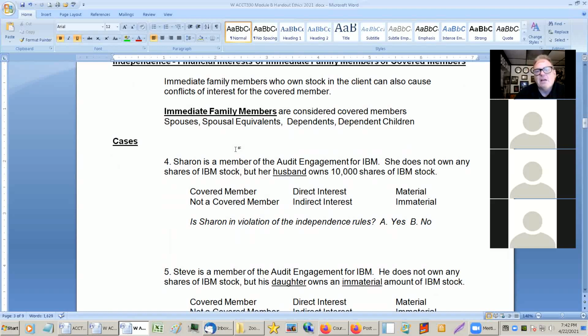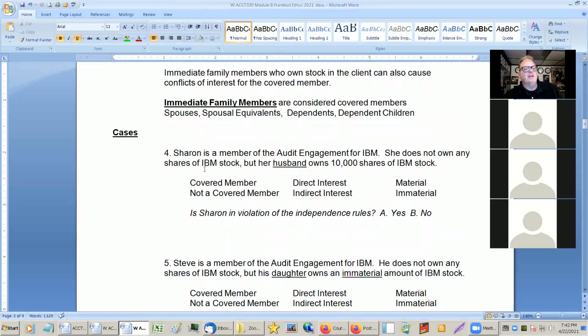So something like, oh, it's not me, it's my husband, my wife, or my kid, whatever. To avoid that, and again, you've got to avoid it in fact and in appearance. You don't want to act on, oh yeah, the auditor's kid owns stock, whatever. So let's take a look at this.